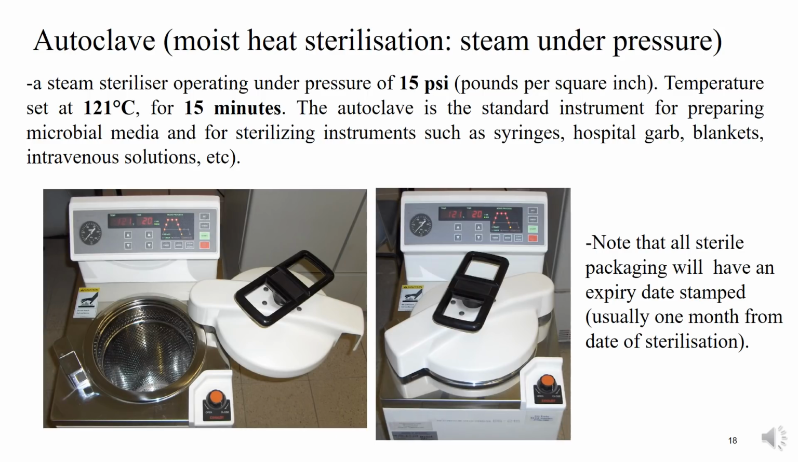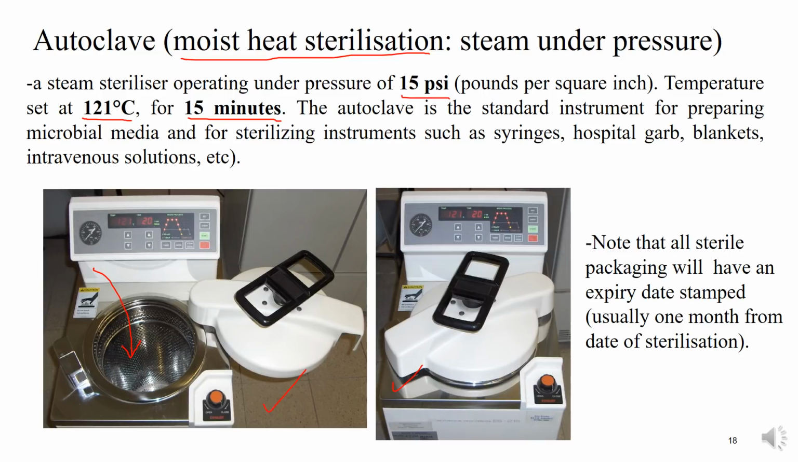Autoclave is a moist heat sterilization method that can be used to sterilize equipment. So here these two pictures show you the autoclave. If you want to sterilize instruments, you place them into this drum, and then the autoclave will operate under a pressure of 15 pounds per square inch at a temperature of 121 degrees Celsius, and you only need 15 minutes for sterilization.